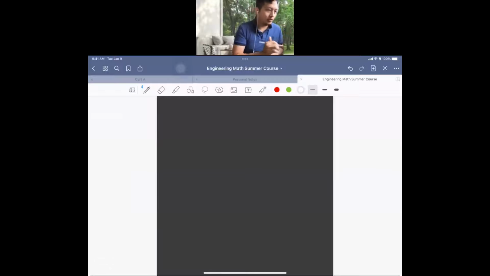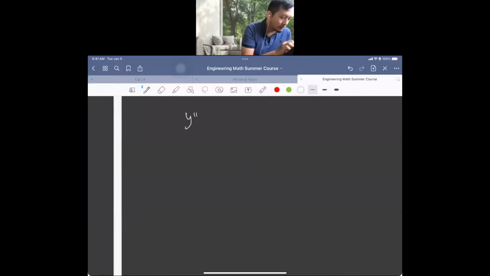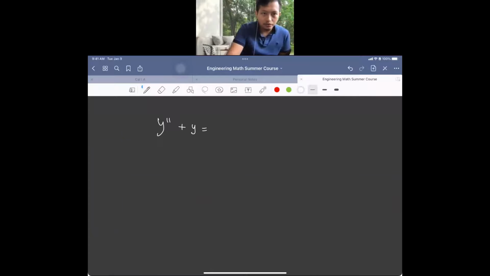Whenever you see any differential equation, for example, you have y double prime plus y equal to secant x tangent x. Let's say we have this differential equation. Now, if you are going to use the undetermined coefficients, you will get some difficulty because of the secant and tangent. So one way to solve it, I think the easiest way, is the variation of parameters.